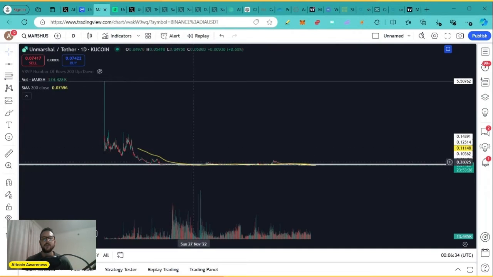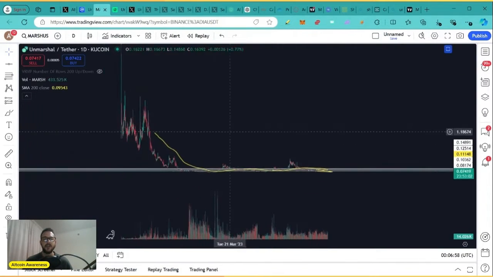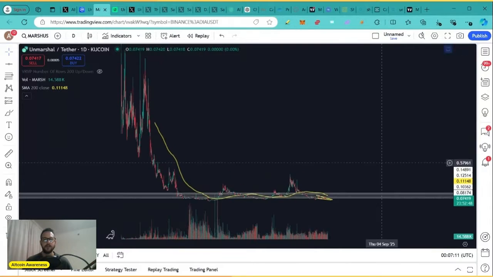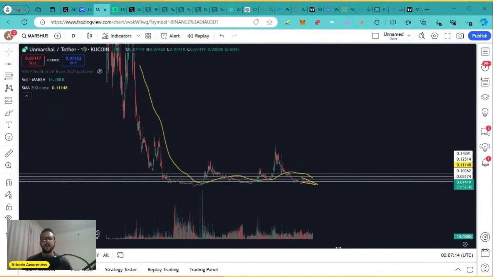And as you see here, we have a huge structure going on. Back in 2021, MARSH put an all-time high that's located at $5.50. And since then, people took profits. That was the distribution phase. And then after that, we entered the markdown phase, where price action breaks below the daily 200 simple moving average, and then keeps moving below the 200 SMA. That's the markdown phase.